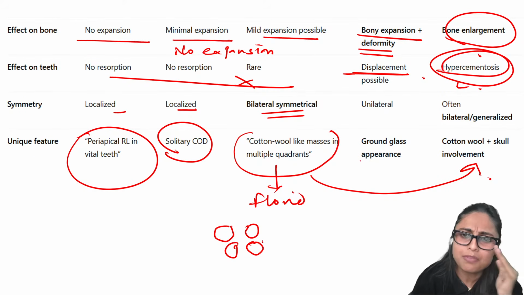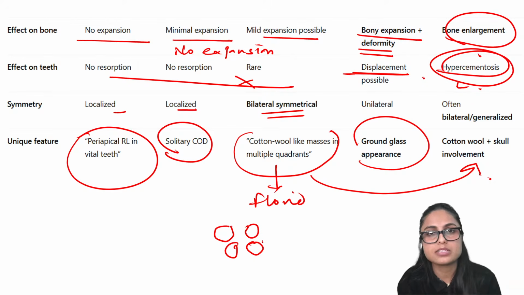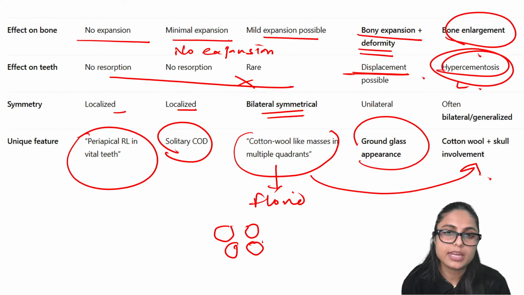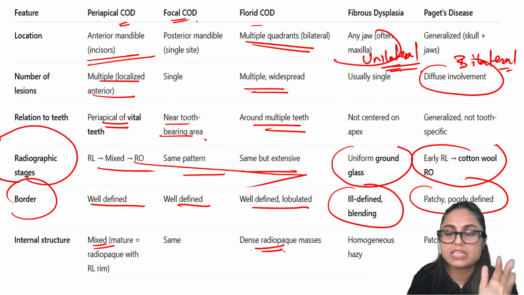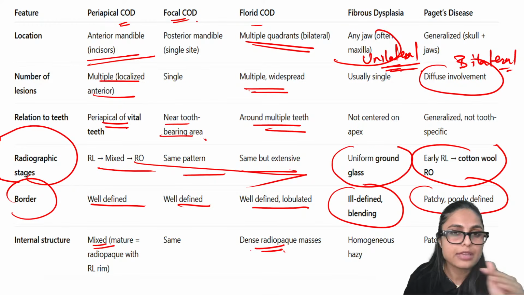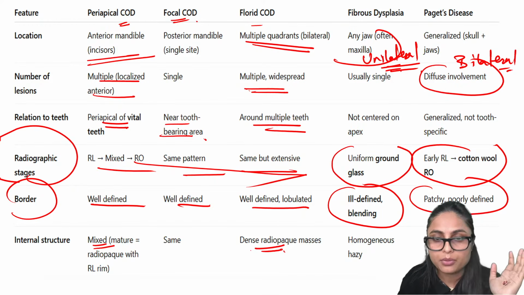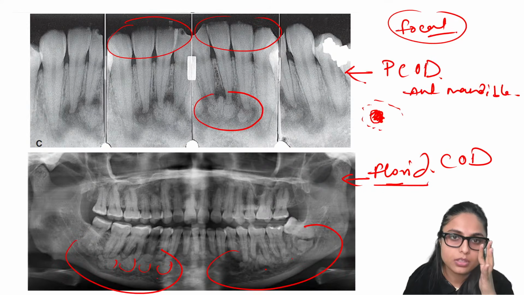Okay, of course, fibrous dysplasia में ground glass appearance तो है. All right. So these are differentiating points between PCOD, FCOD, fibrous dysplasia, and Paget's disease. I hope this is clear to you all.